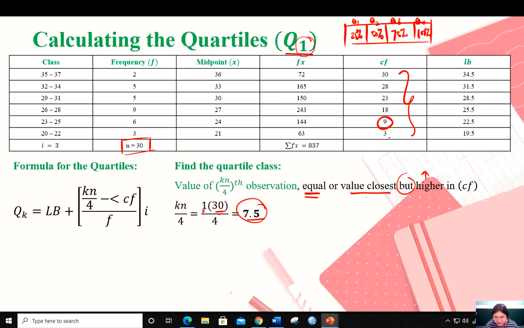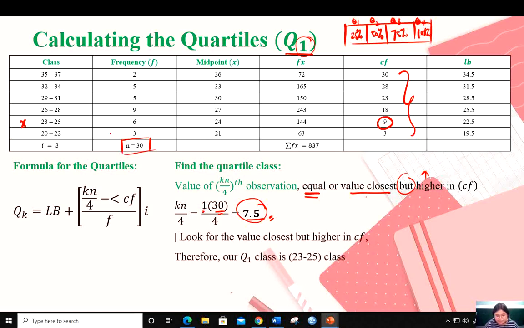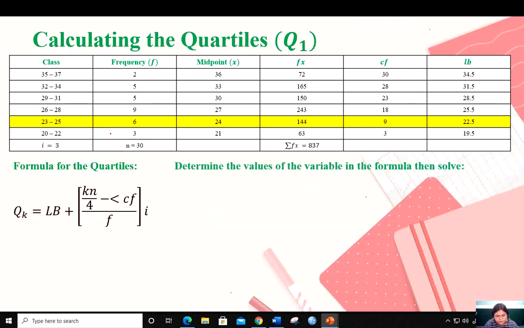Okay po, hindi pwede si 3, kasi mas malapit nga siya kay 7.5 pero hindi siya mas mataas kay 7.5. Hindi naman pwede si 18 kasi si 18 mas mataas nga siya kay 7.5 pero may mas malapit pa kay 7.5 which is si 9. Nakukuha po? So we can say that the class 23 to 25 is our quartile class. Okay po? So now, alam na natin yung quartile class natin. We can now get the first quartile. Okay? The lower boundary is 22.5.